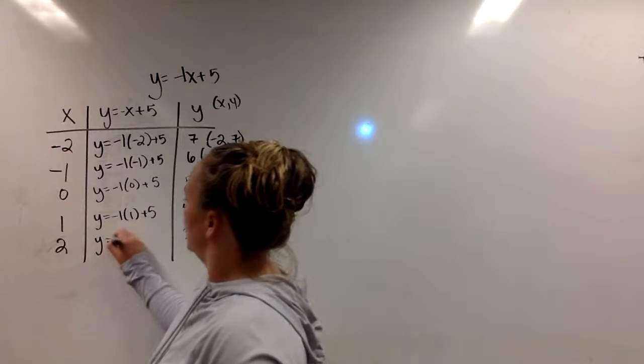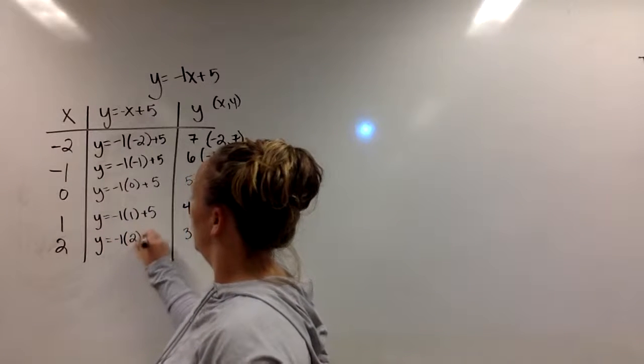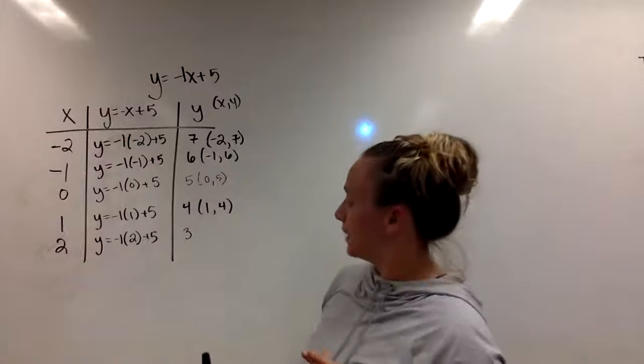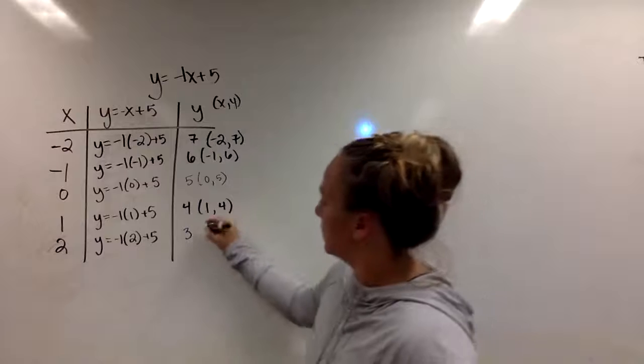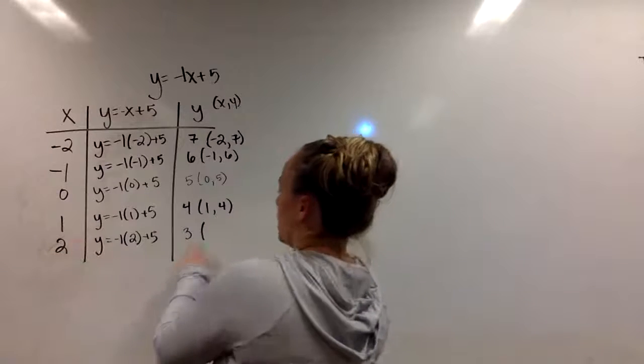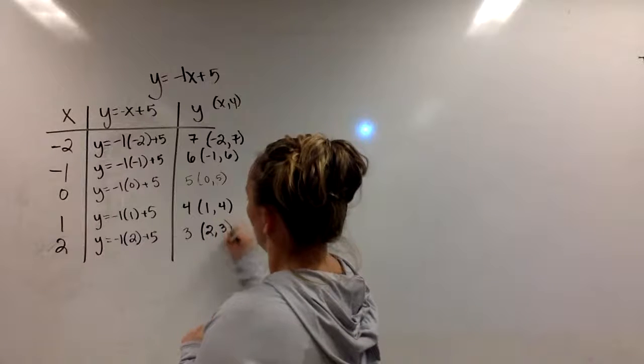y is equal to -1 times 2 plus 5. -1 times 2 will get me a -2. -2 plus 5 gives me a +3. My prediction was accurate. So I have 2, 3 for my next point.